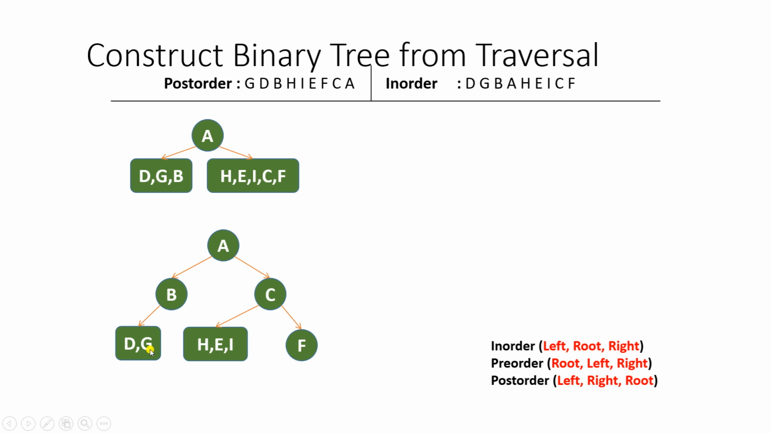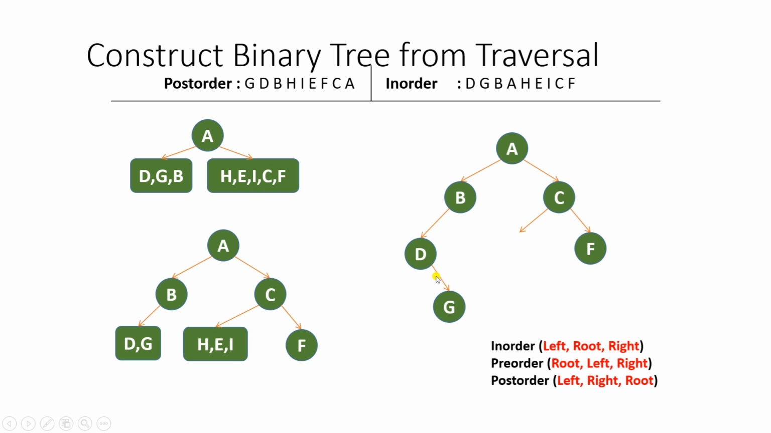Next, now we have to go for D and G. When you see the post order, D is the last node and D will be considered as the root node, and when we see it in order, to the right of D we have G, so right of D we will have G.